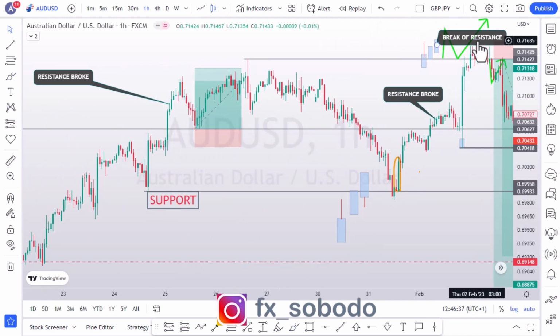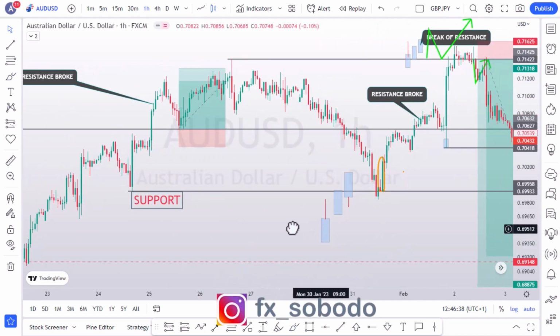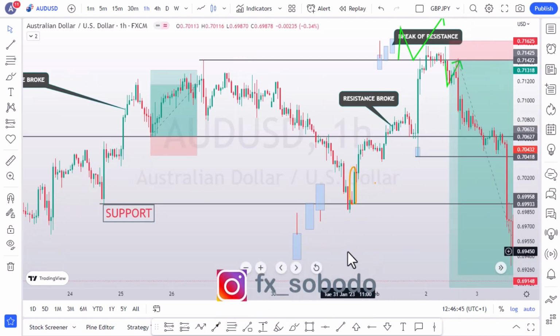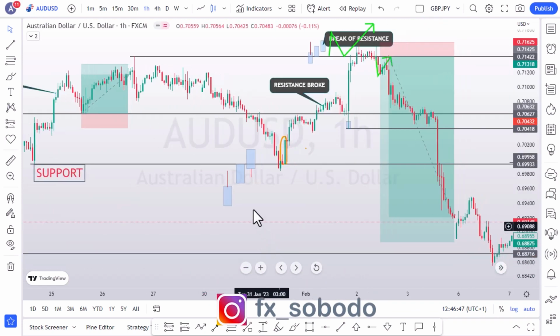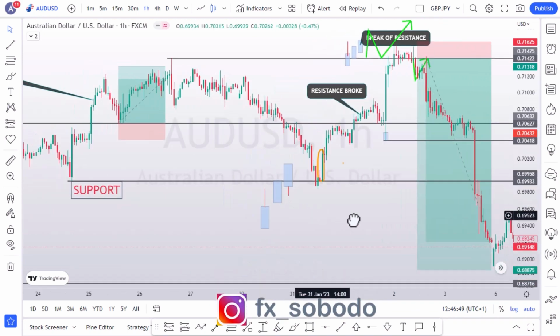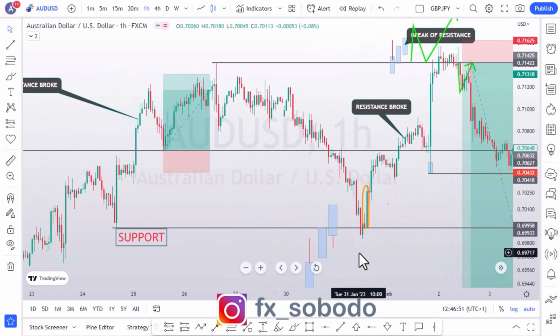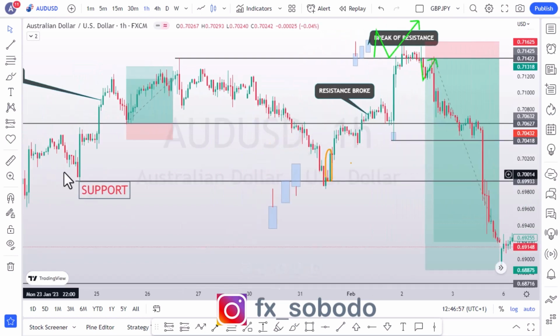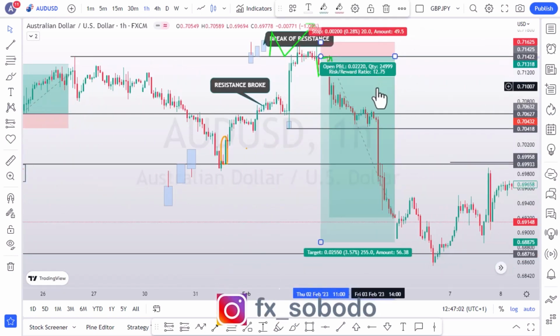The market spiked up. So basically, this is how I trade support and resistance, not the native support and resistance, you know. And this type of support and resistance is the one that gives me money, not the one that keeps draining your account.